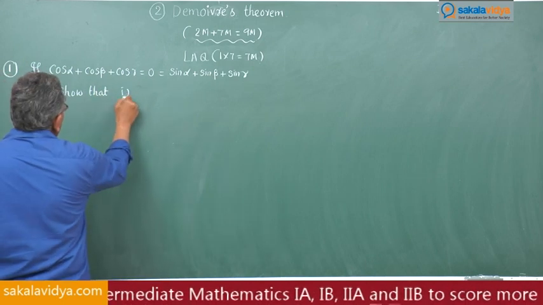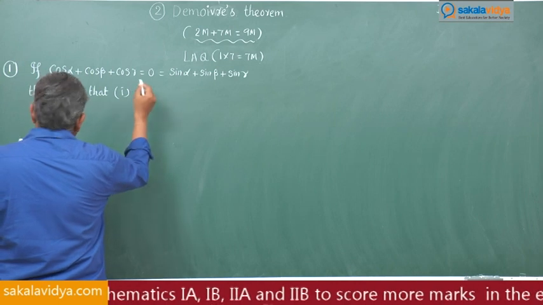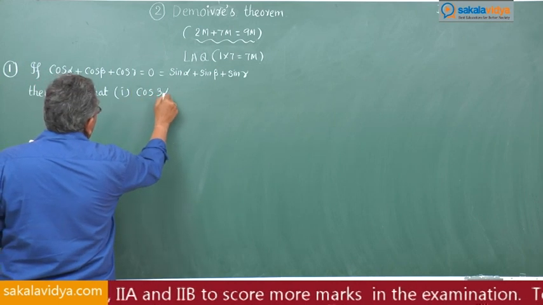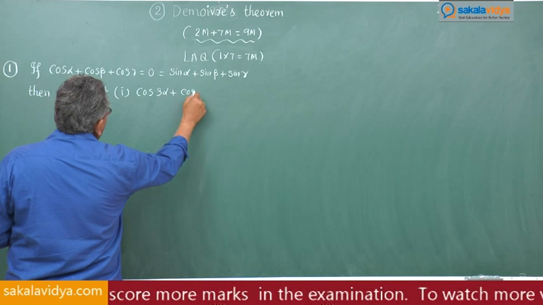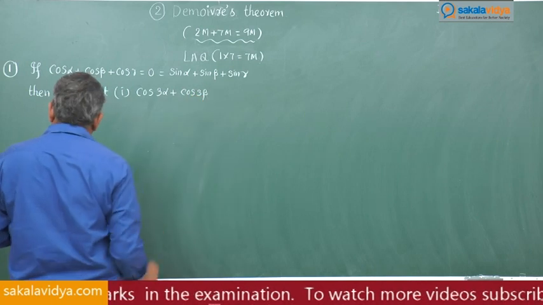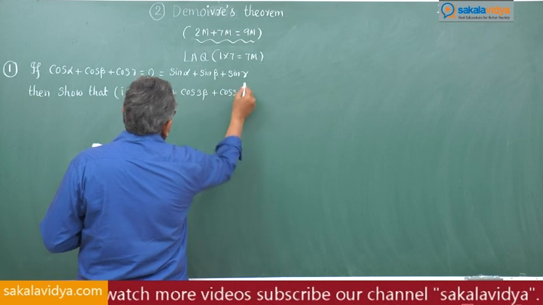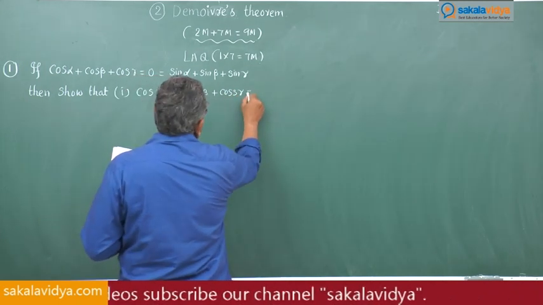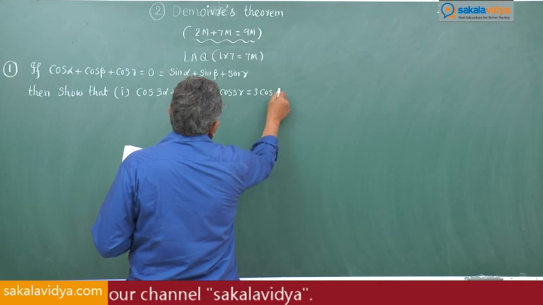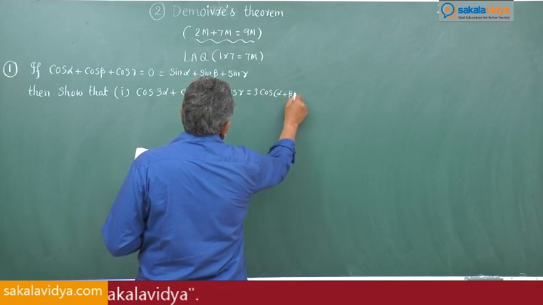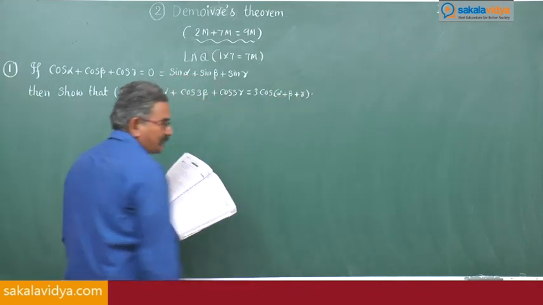First one, cos 3 alpha plus cos 3 beta plus cos 3 gamma is equal to 3 times cos of alpha plus beta plus gamma. This first problem.